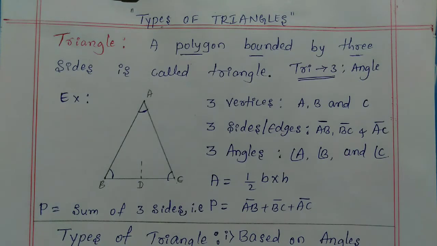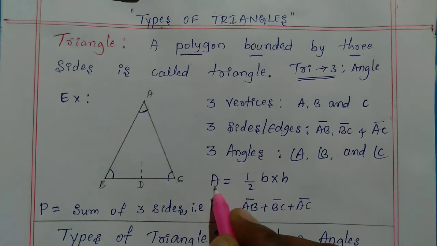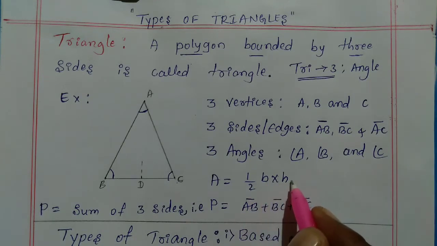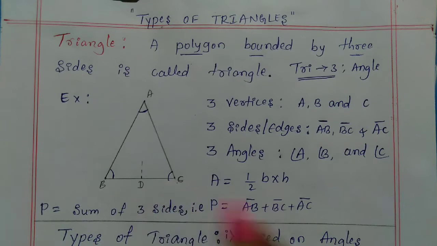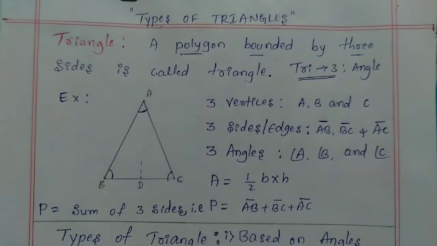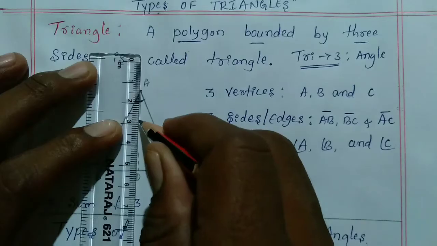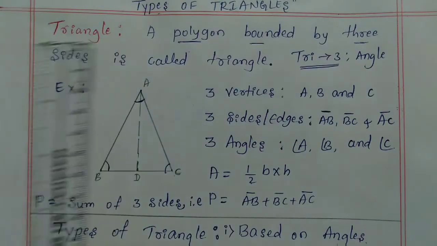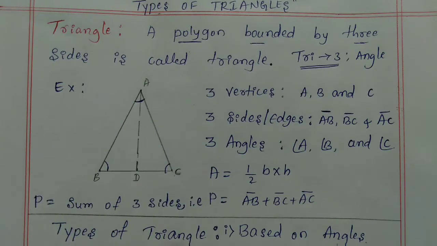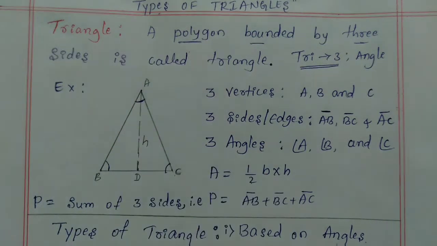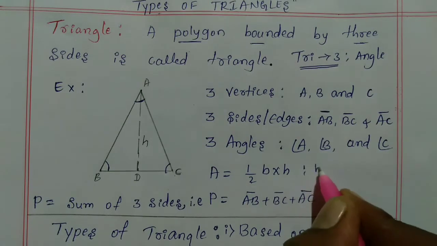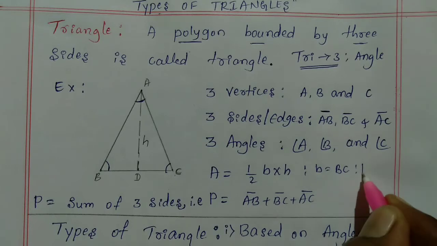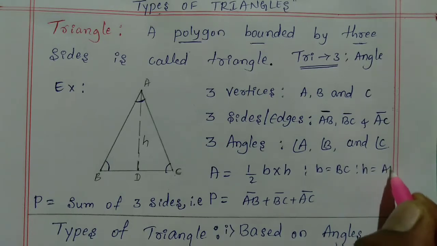Next, area of triangle. The area of a triangle formula is 1 by 2 into base into height. Here base means BC. Height is the perpendicular line, this is the height. So here height is AD. B means base, that is BC, and H means height, that is AD.